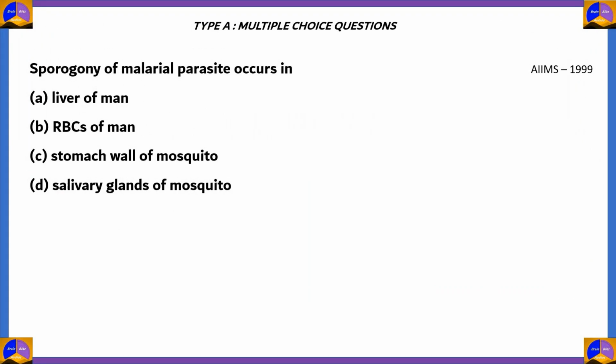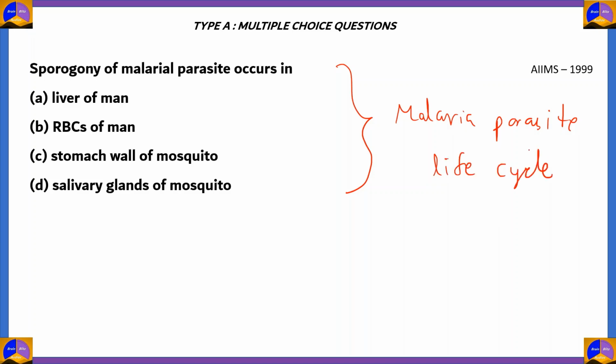Sporogony of malarial parasite occurs in A, liver of man, B, RBCs of man, C, stomach wall of mosquito, and D, salivary glands of mosquito. Now, the whole question is referring to the malaria parasite life cycle. Let's look at our question and the options. So, what happens in the liver of man during the malarial parasite life cycle?